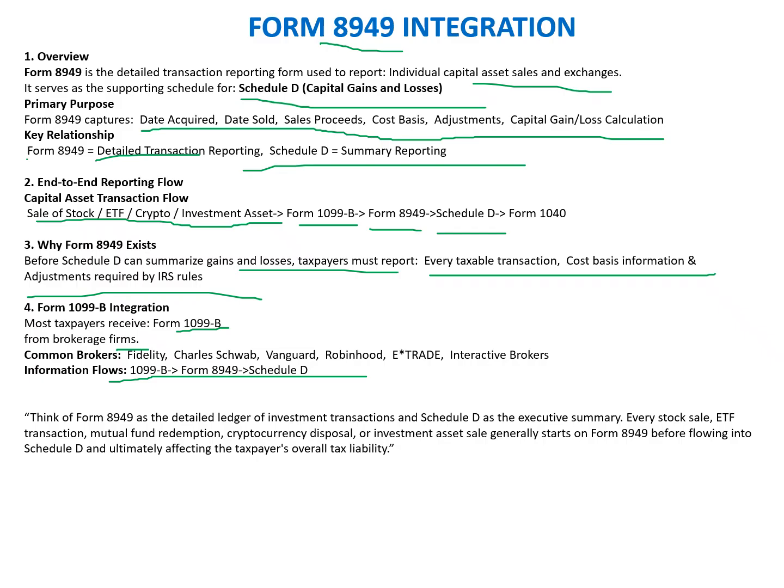Think of 8949 as a detailed ledger of the investment transactions and Schedule D as the executive summary. Every stock sale, ETF transaction, mutual fund redemption, and cryptocurrency disposal starts on 8949 before flowing into Schedule D and ultimately affecting the taxpayer's overall tax liability. Now we are in a position to understand the details of Schedule D. So we'll move to the next slide and see the deep dive on each of the Schedule D parts.